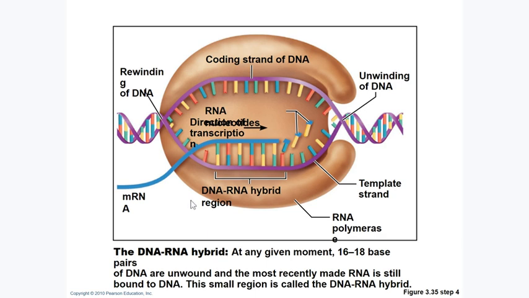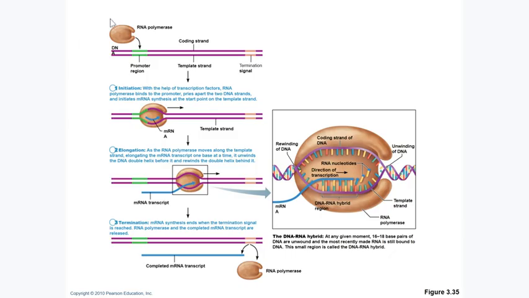So the DNA-RNA hybrid, right here, the hybrid region, is between 16 to 18 pairs at any time, and RNA is still bound to DNA. So where the DNA and RNA are bound together, this is called the hybrid region, and it's about 16 to 18 pairs. Here's the overview again.